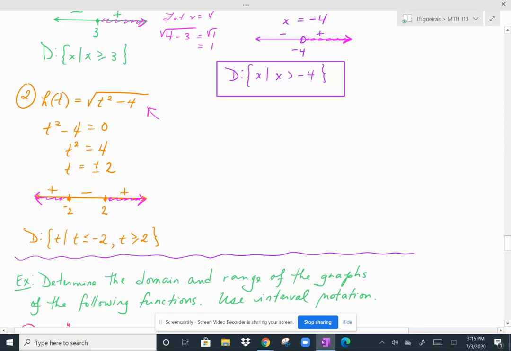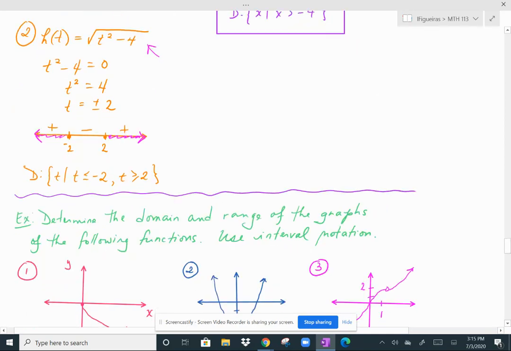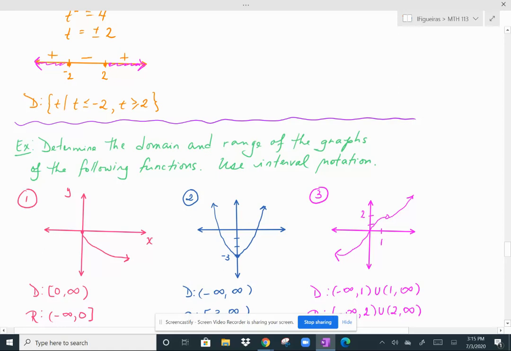All right, so now we're going to consider domain and range in terms of these graphs. I've given you 3 graphs here.